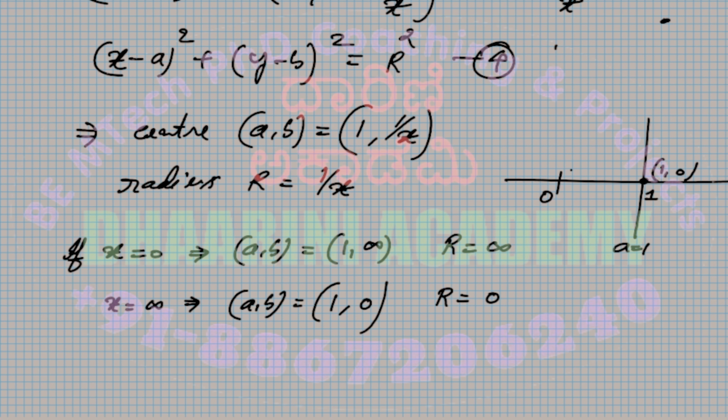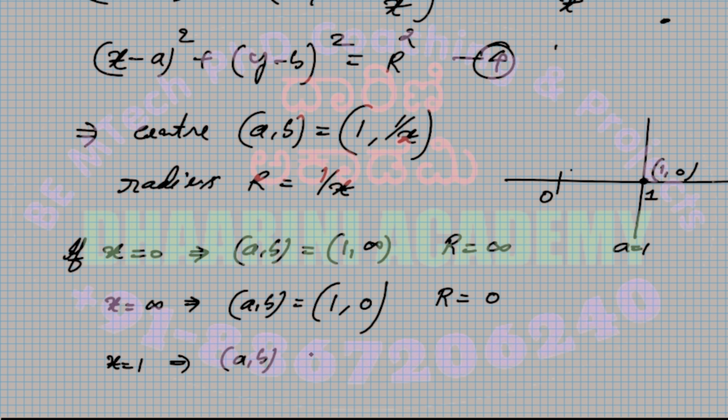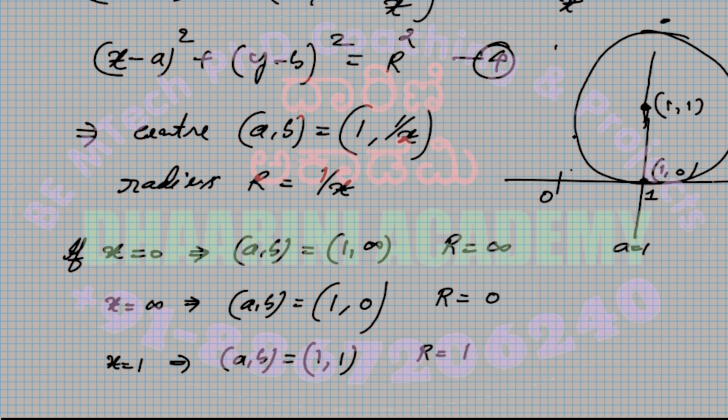Okay, now take another case, let's take x equal to 1. What happens to the center of the circle? First point is 1. Second is 1 by 1. So 1 comma 1. And the radius is 1 by 1, that is equal to 1. In the sense, mark along this vertical line, sorry, maybe this is the point 1 comma 1. That's a point. From there you draw a circle, correct? So like this. So that is the circle corresponding to x equal to 1. Is it fine?